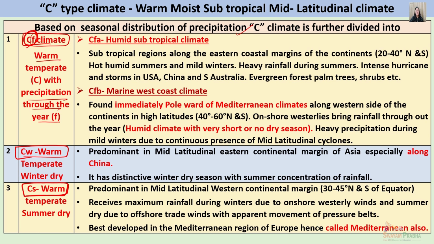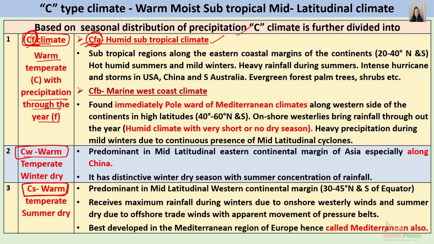So you have subtropical areas along the eastern coast of the continents which receive rainfall throughout the year, and you have regions which receive rainfall throughout the year along the western coast of continents also. Based on that, the CF type of climate is further divided into CFA, which stands for humid subtropical climate, and in these particular regions you have warm climate, but these areas also receive rainfall throughout the year and they are located in subtropical regions.